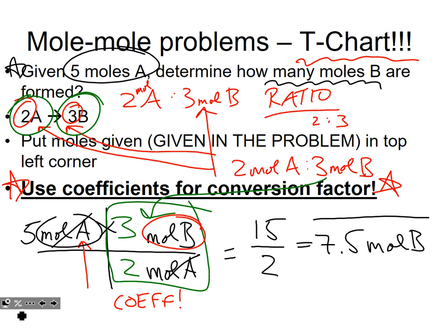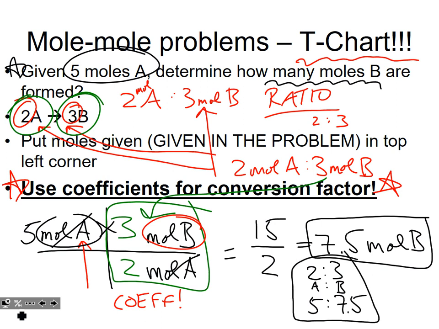So that's the answer. And if we think about that, it makes sense, because the coefficients tell us that it's a 2 to 3 A to B ratio. We started with 5 moles of A and we want to make 7.5 moles of B. We're keeping that 2 to 3 ratio intact with the 5 to 7.5.